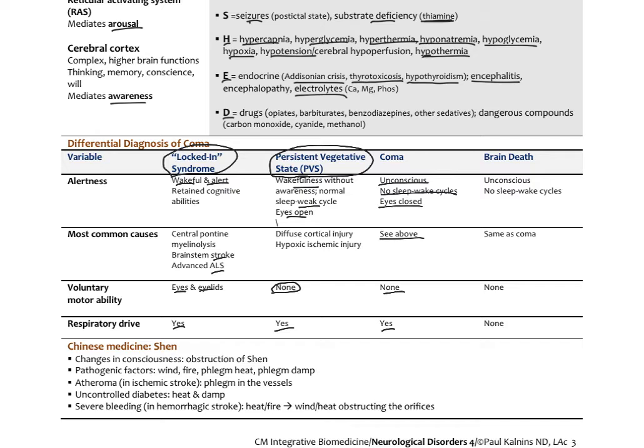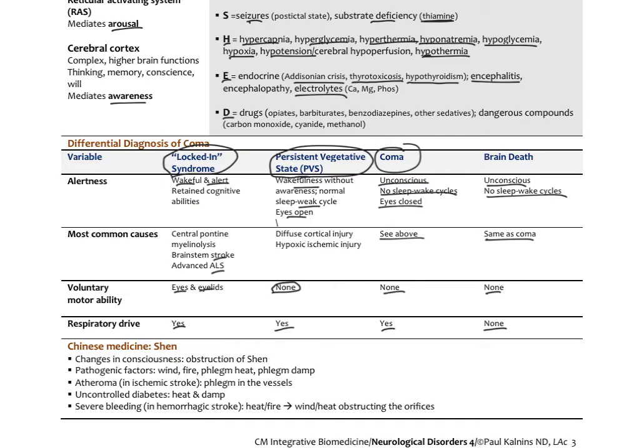So that's locked-in syndrome, persistent vegetative state, and coma. Brain death, patient's unconscious, no sleep-wake cycles, same causes as coma. But basically, if you have a heart attack, you again lose blood flow to the brain for more than 4 minutes, you start having neuronal death. No voluntary muscle control, no respiratory drive, and the EEG essentially would be flat, so no EEG rhythms. So know the differences between coma, locked-in syndrome, persistent vegetative state.